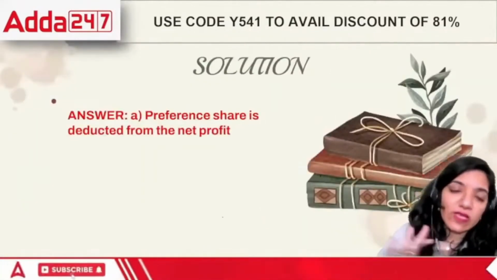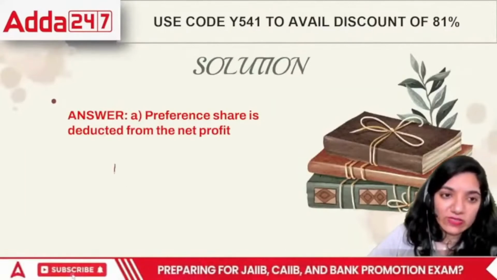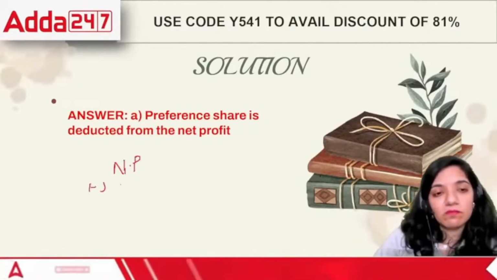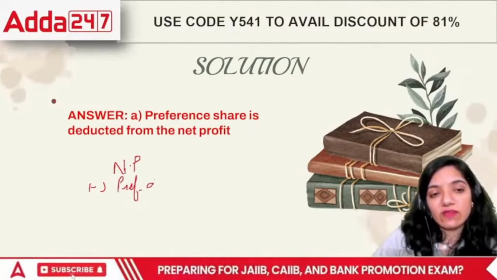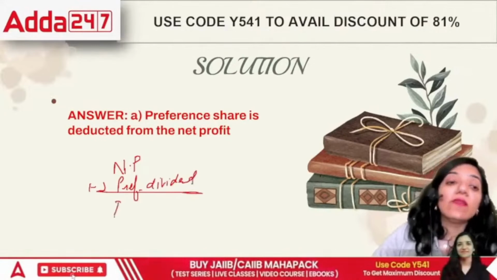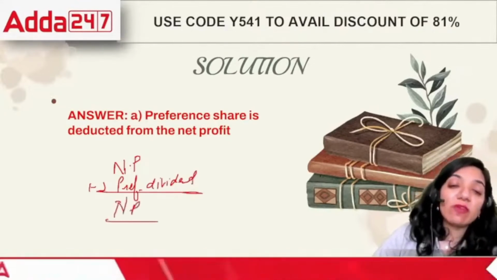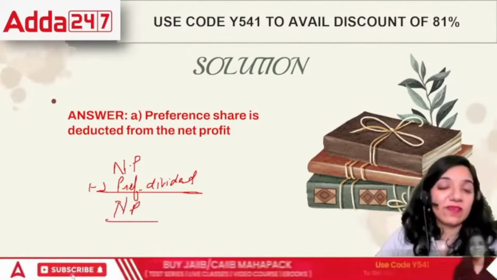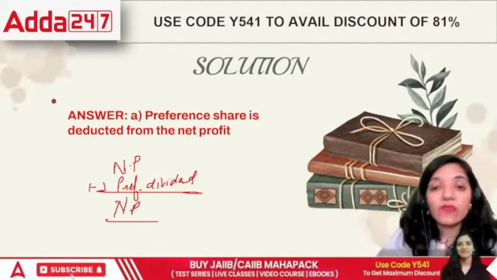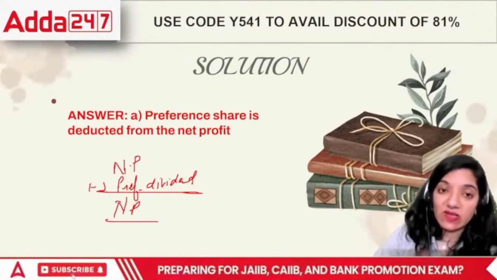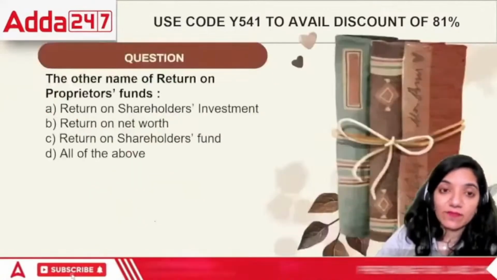Preference share is deducted from the NP. First of all, whatever the net profit is, the preference dividend would be reduced from the net profit, and whatever we are left with is the profit available for equity shareholders. From this amount they will retain some, and the remaining would be used for the dividend which is given to them, because everybody wants a reward for their business. That is what will happen in this case.